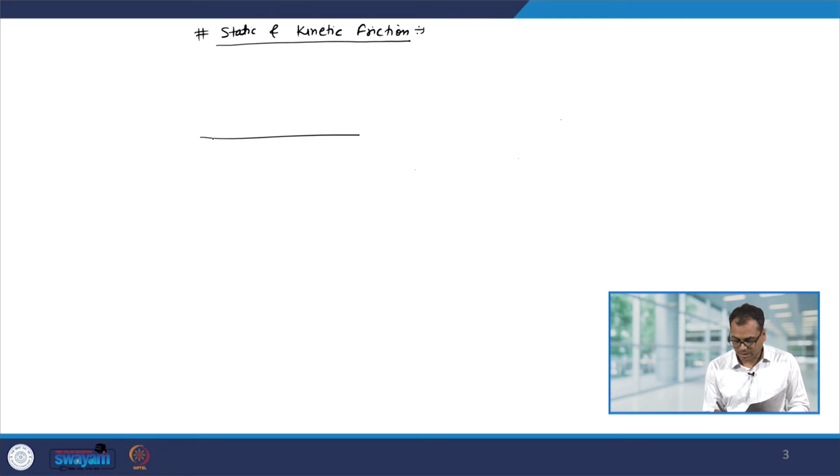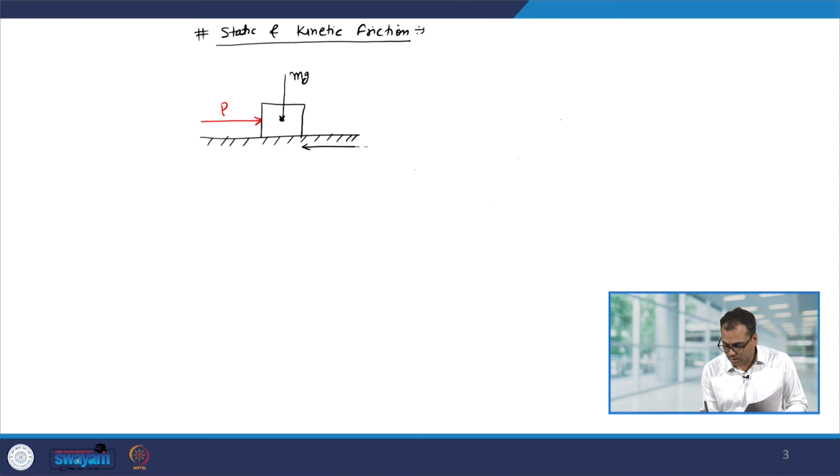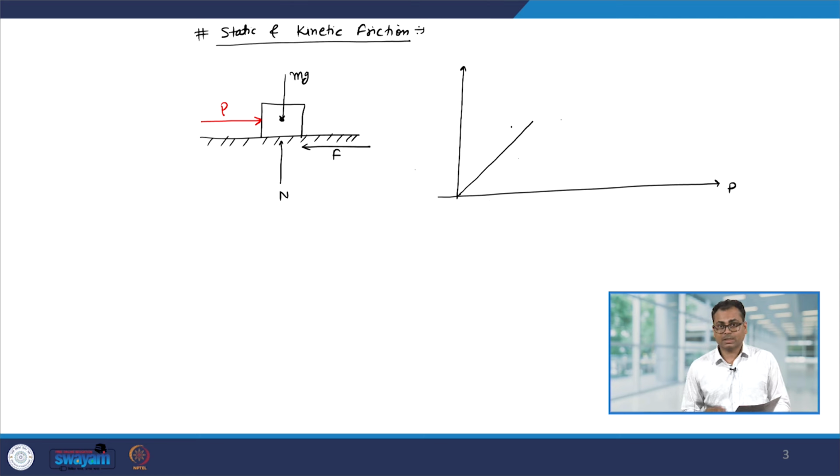To understand this, let us say we have a rough surface and on this surface we have a block of mass m, therefore its weight will be mg, which will act downward, and let us say we apply a force P along the horizontal. Therefore, to oppose the motion there will be a frictional force F in the opposite direction, and of course the normal force will be perpendicular to the surface. Now let us see what happens when we increase P. As you increase P, the frictional force will increase to oppose the motion, and after a certain value of P, the motion will start.